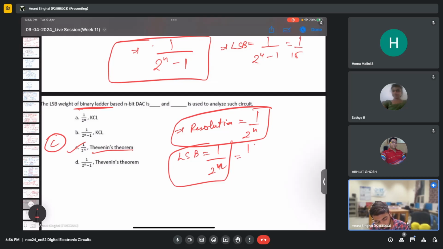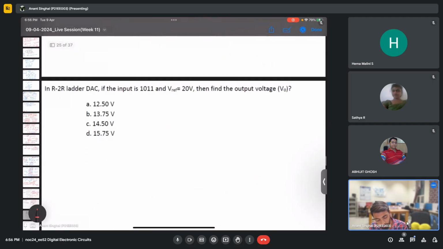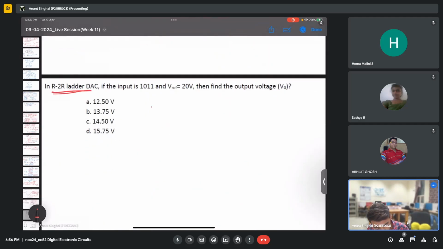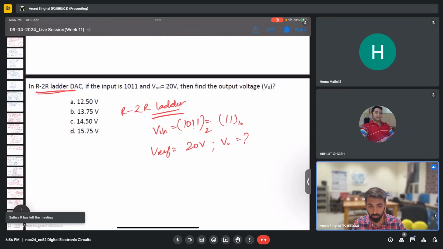Now we can do some numerical problems related to these two DACs. So let's go into it. It is given as an R2R ladder network. The input is given as 1011, which is 8 plus 2 plus 1, 11 in decimal. The reference voltage is given as 20 volts. We need to find the output. We have already done these questions. Maybe you can try it out and let me know the answer. You can take 1 or 2 minutes.